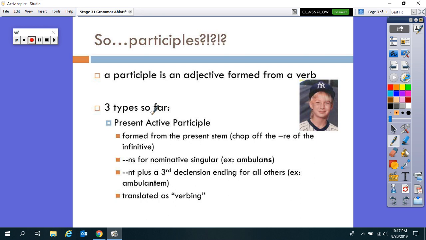The first you learned was called the present active participle, and that's formed from the present stem. And then you add an ns for nominative singular, for example, ambulans, or an nt plus a third declension ending for all the other cases. For example, ambulantem would be accusative singular, and they're always translated as verbing, so walking. So that's the first type of participle that we learned last year.